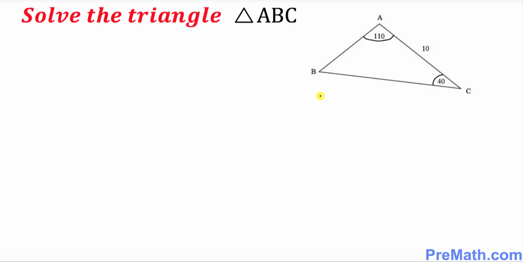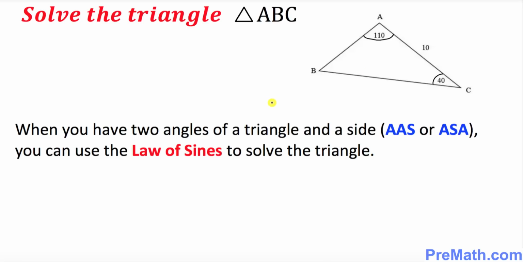Hello again everyone. In this video tutorial we are going to solve this given triangle ABC. As you can see, we have been given two angles and one side of this triangle, so we can use the law of sines to solve this triangle. When we say solve the triangle, it means we're going to find all the missing sides and missing angles.